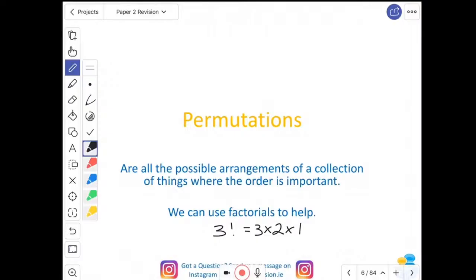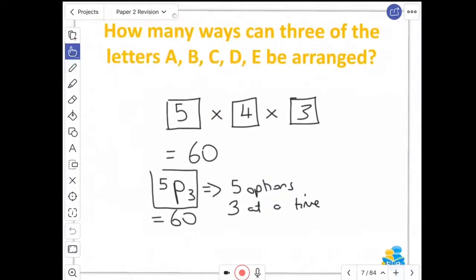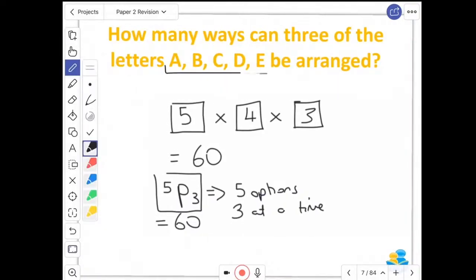And to show you this in regards to a question then, just to see how this could come up: how many ways can 3 of the letters A, B, C, D and E be arranged? So basically in a question like this, what you're trying to think is you've got these 5 letters, so you've got these 5 options, and we're trying to find a way of arranging them in a particular way. Okay, so it's how many ways can 3 of the letters be arranged.